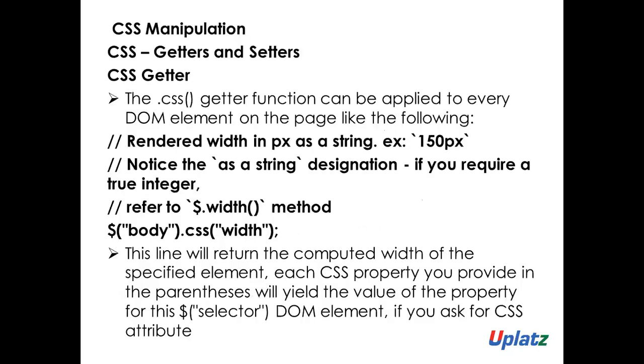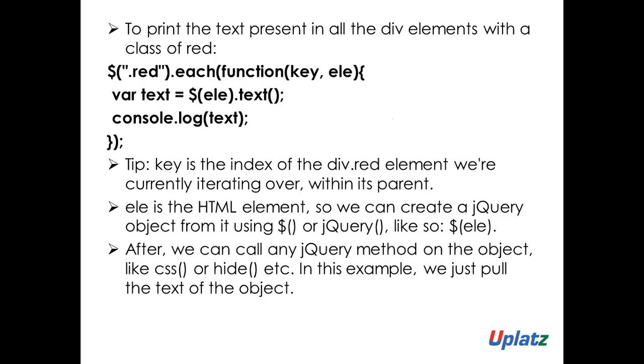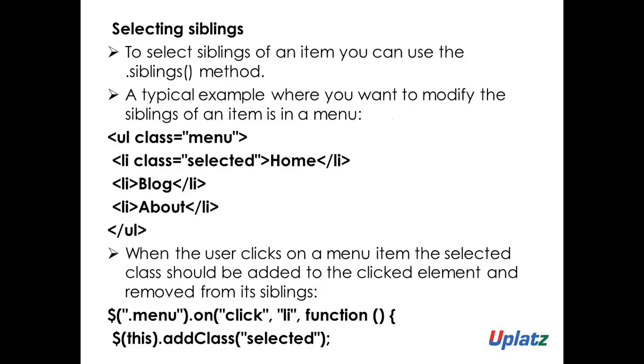How to select siblings? To select the siblings of an item, you can use the siblings method. The typical example is where you want to modify the siblings of an item in a menu: a ul with class menu, and li items with class selected: home, blog, about. When a user clicks on a menu item, the selected class should be added to the clicked item, and then it needs to be removed from its siblings.